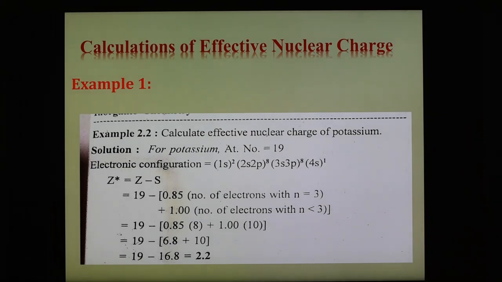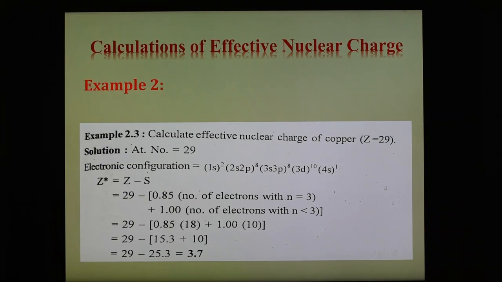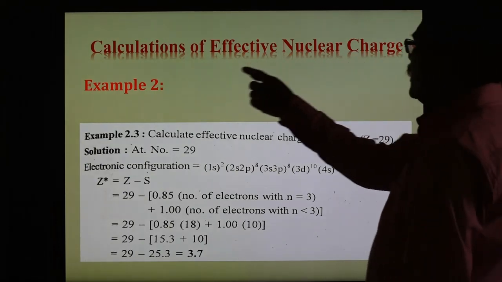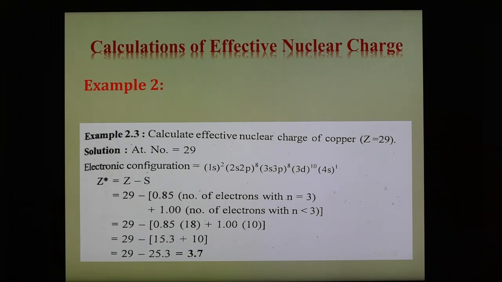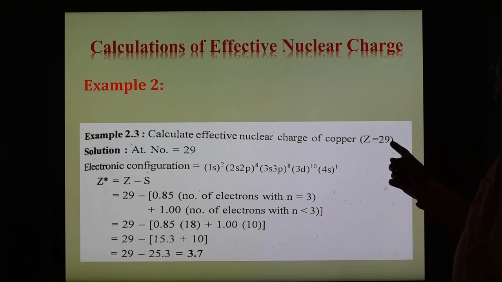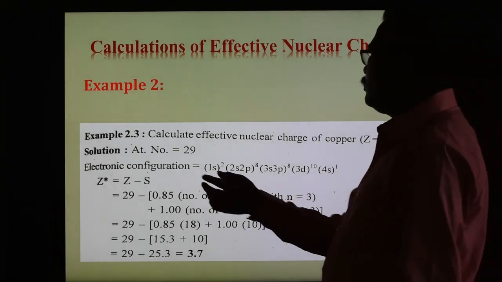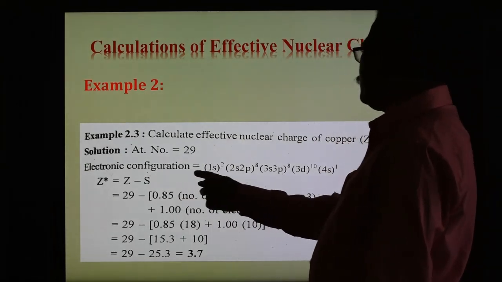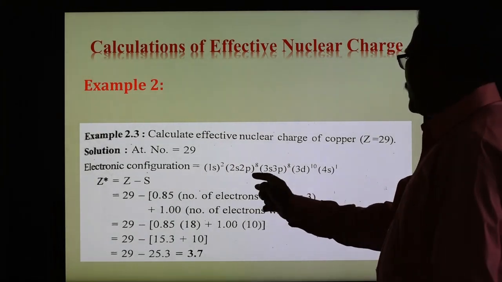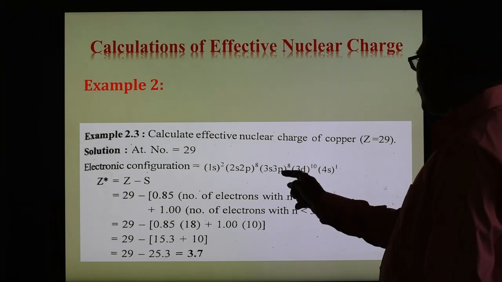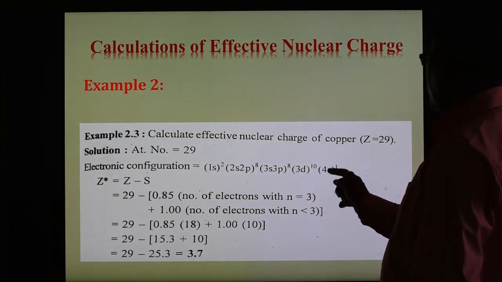In this way we can calculate the effective nuclear charge of an element. Example 2: calculate the effective nuclear charge of copper. As we know, copper has the atomic number 29, so Z is 29. Similar to potassium, we now write the electronic configuration again in the order and groups: 1s2, 2s2 2p6, 3s2 3p6, 3d10, 4s1.